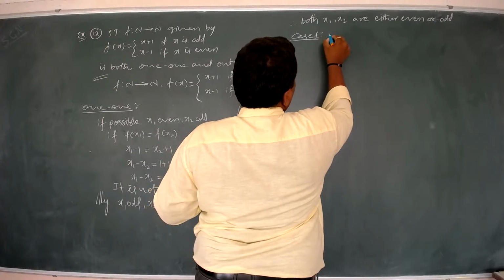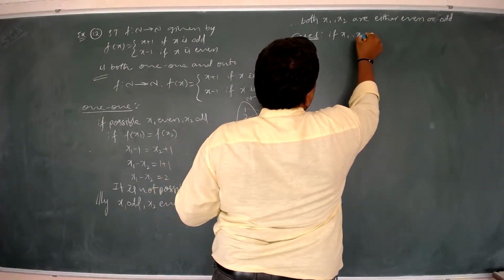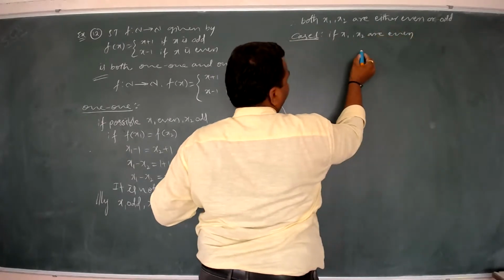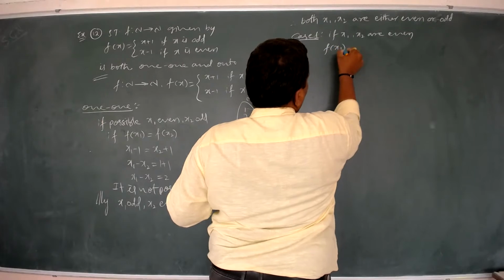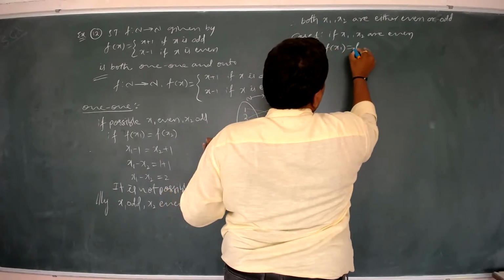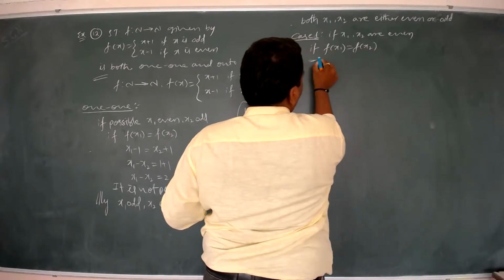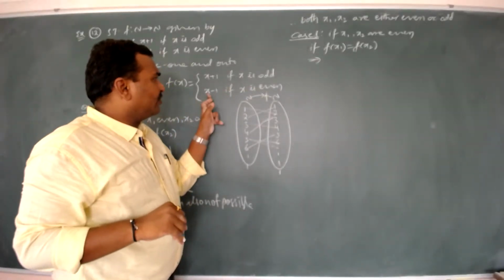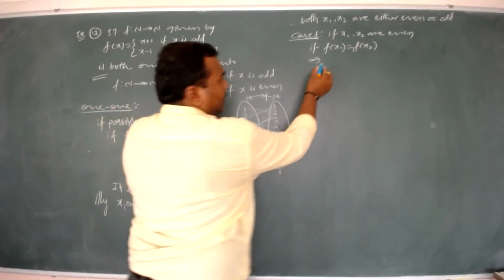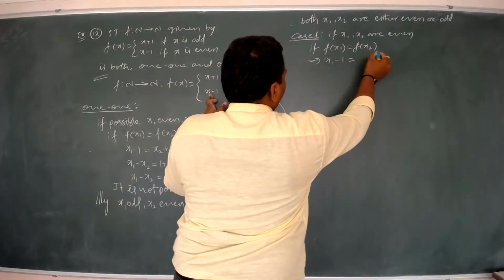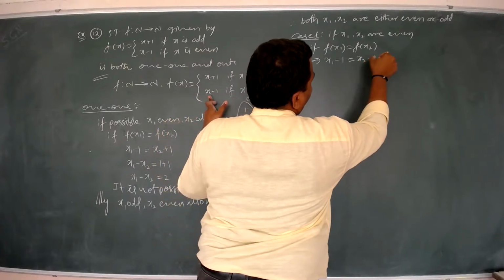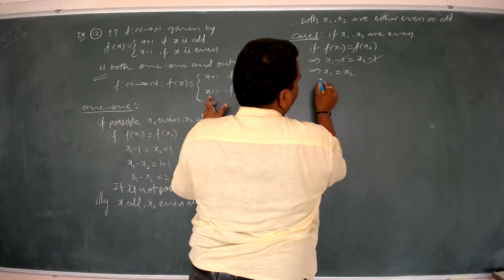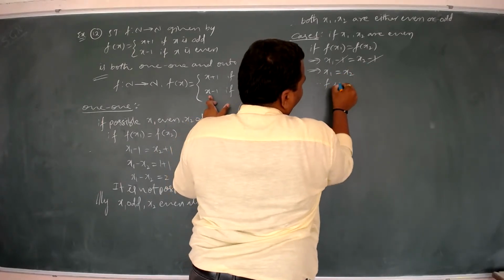Case one. If x1, x2 are even natural numbers, so if f of x1 equal to f of x2. So what is f of x1? If x is even, what is f of x? x minus 1. So here x1 minus 1 equals x2 minus 1. So minus 1 we cancel, we can prove x1 equal to x2. Okay, in this case f is 1-1.